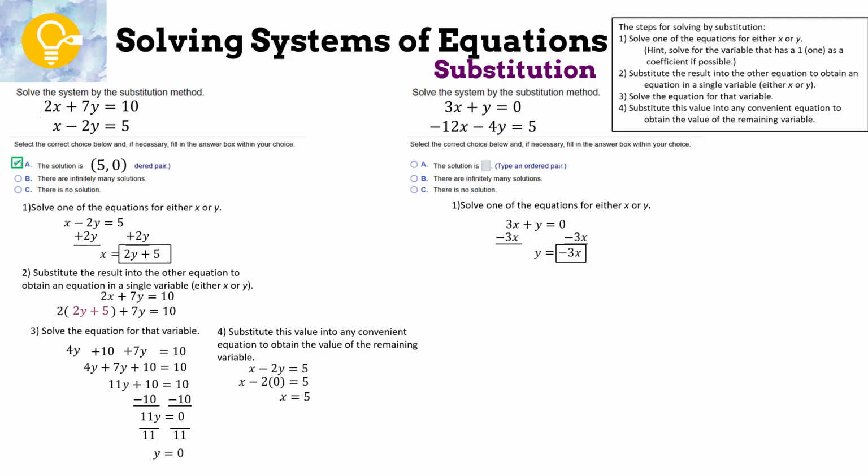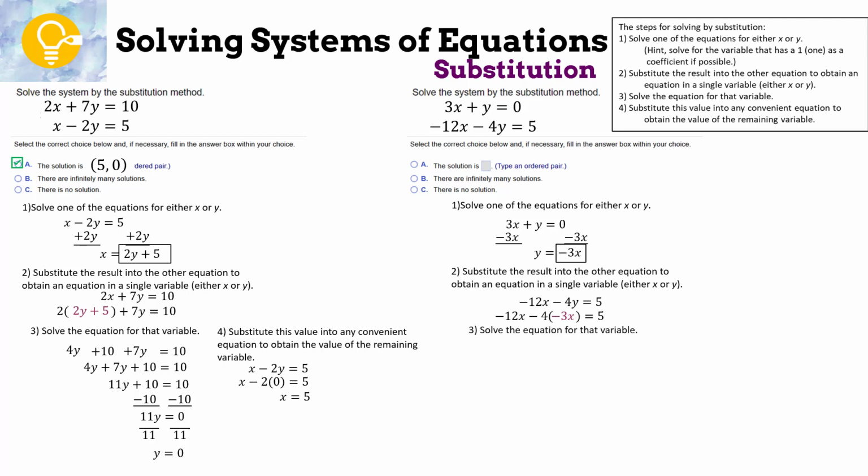The next thing I'm going to do is substitute negative 3x in for y into the other equation. It's really important, the other equation. I like to put a parentheses in for my variable y, and we put negative 3x in there. Now we're going to solve for x. So we're going to have negative 12x plus 12x, because a negative times a negative is a positive, and that equals 5. Negative 12x plus 12x is 0.